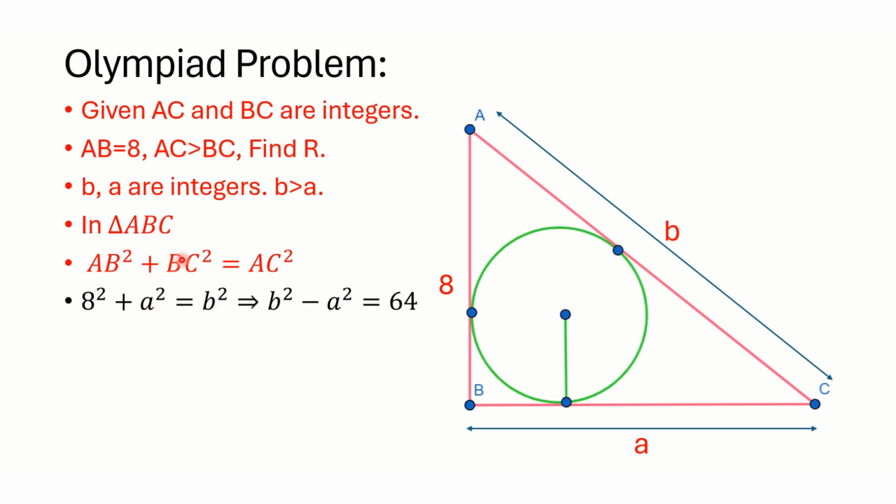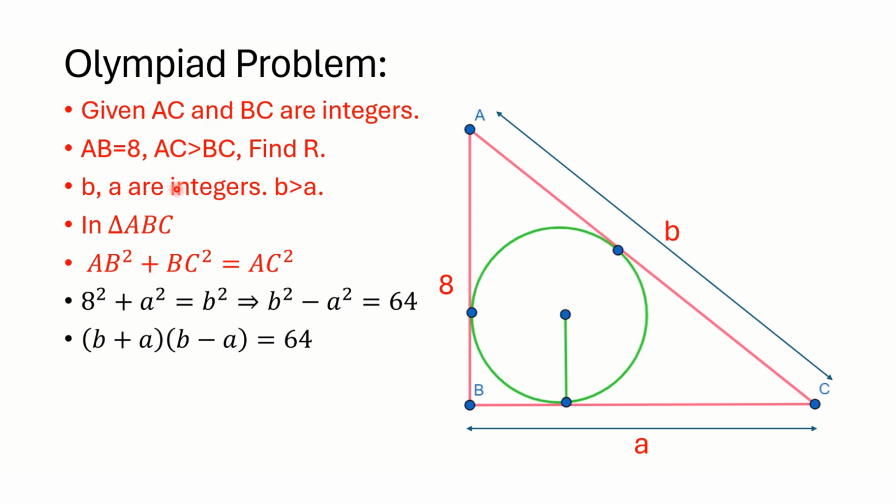If I take a square to this side, it becomes b square minus a square, and this equals 64. Now I can use the identity x square minus y square equals x plus y into x minus y. So using that identity, this becomes b plus a into b minus a, and this equals 64.